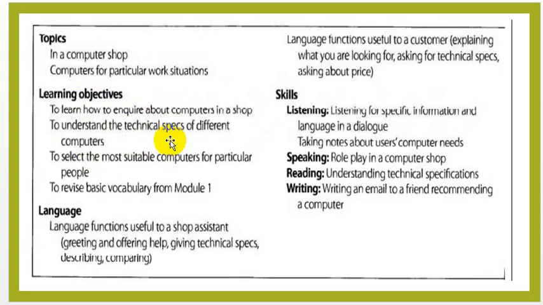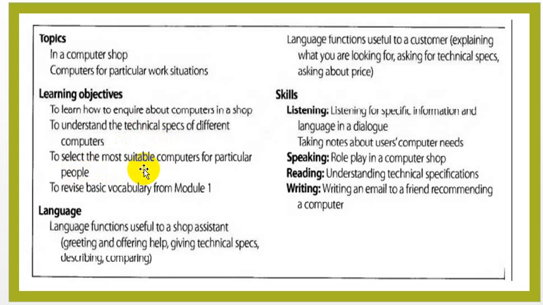To understand the technical aspects of different computers. What are technical aspects? For example, we can ask about CPUs, central processing unit. We can ask about RAM, the capacity of RAM, the capacity of hard disk, how much graphics it has. These are the technical aspects. And to select the most suitable computer for a particular person, for particular people.